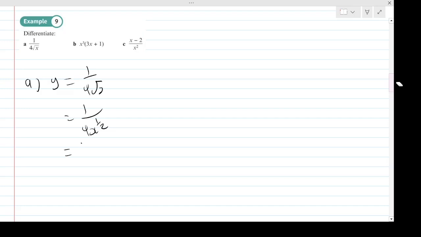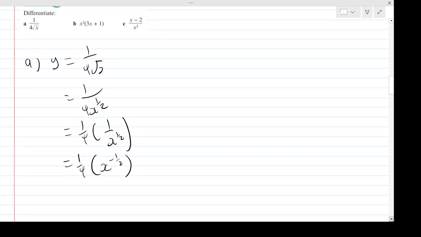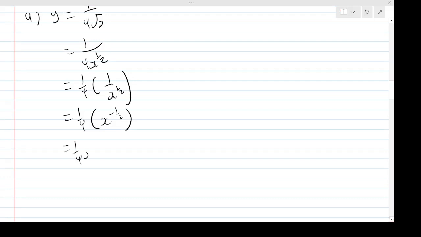What we can then do is factor out. This is equivalent to a quarter times 1 over x to the half. Hopefully you can see that. We're basically factoring out a quarter, so we're left with 1 over x to the half. Then we can rewrite this x to the half as a negative power, because it's a reciprocal. That'd be x to the minus a half, and so we're left with a quarter x to the minus a half.